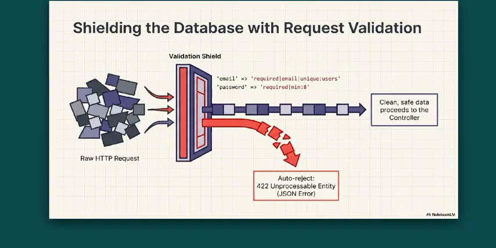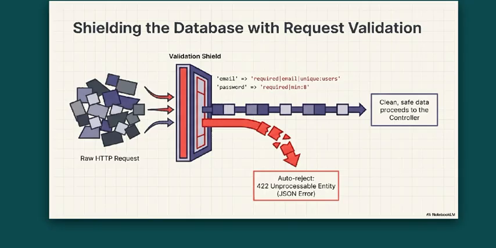If that poison payload reaches the controller, or worse, reaches the Eloquent model, your system is compromised. The validation shield sits right in front of the controller, acting as a cryptographic quarantine zone. Okay. The developer defines a strict array of rules that the incoming payload must survive before it is allowed to proceed. The blueprint gives a very clear example of an array rule for an email address.